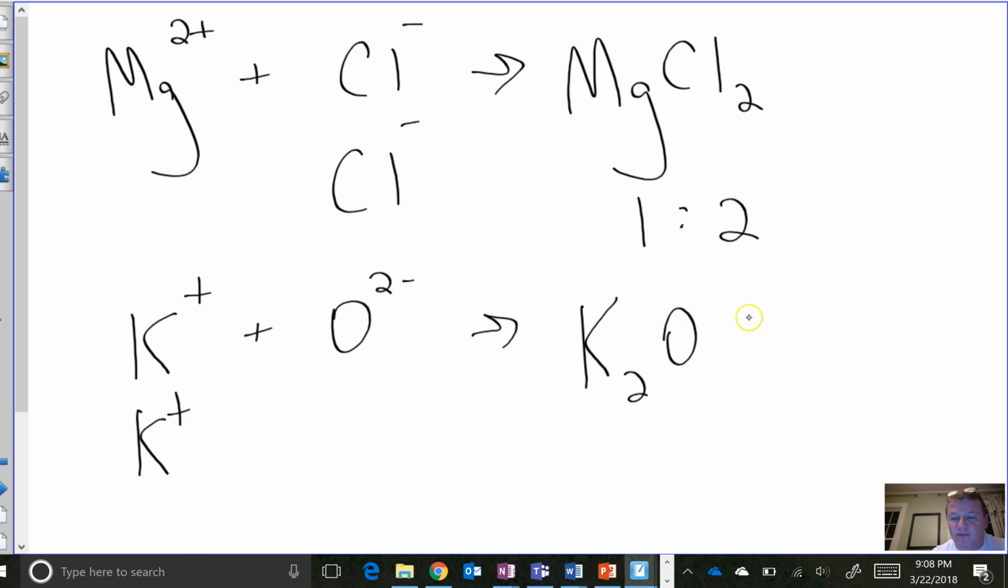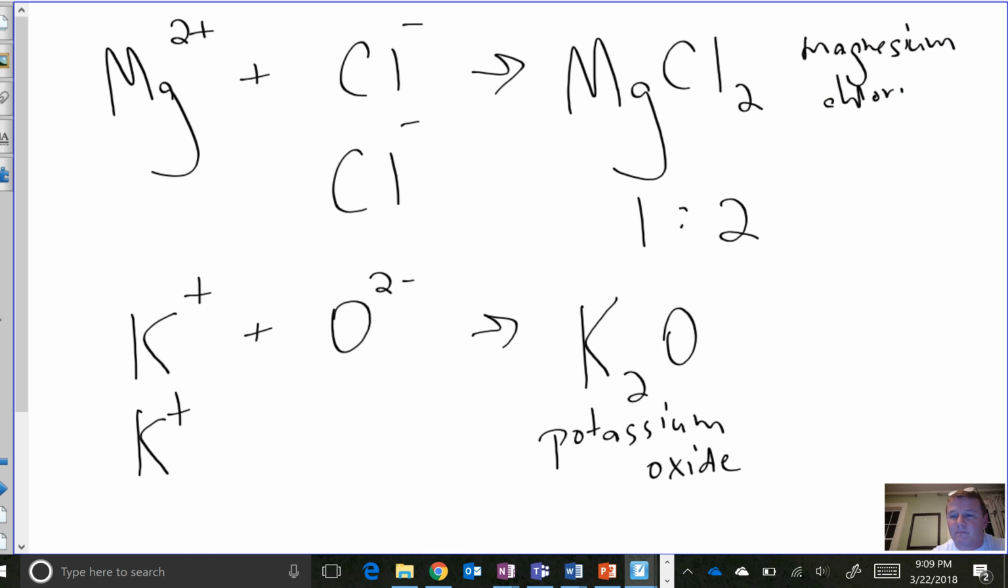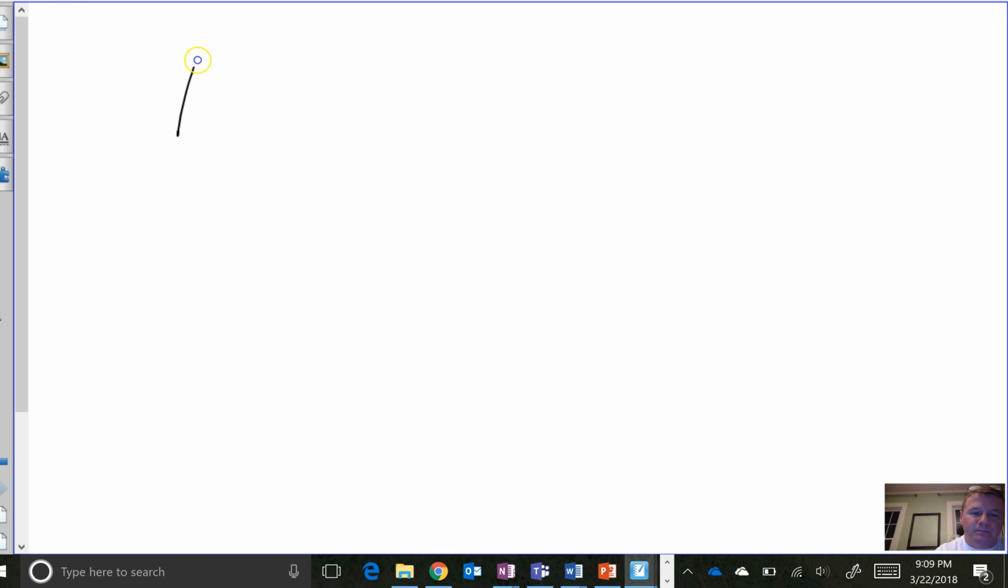So K2O. And if we're naming these, we say the name of the cation, potassium. And then the anion will end in an IDE, oxide. Same thing up here, magnesium is your cation, chloride is your anion, IDE, IDE. Okay?